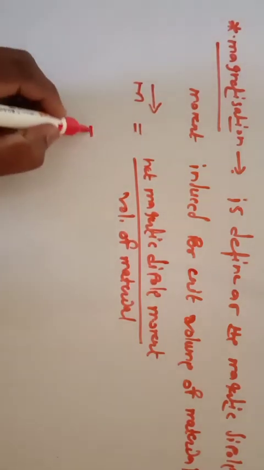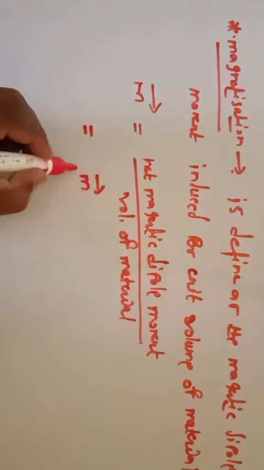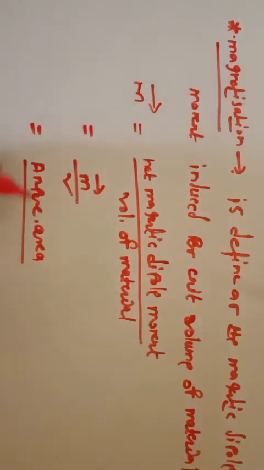This net magnetic dipole moment is denoted by the symbol small m, and V is the volume of the material. And what is the unit of magnetization? The net magnetic dipole moment has a unit of ampere into area, and the unit of volume is meter cube.